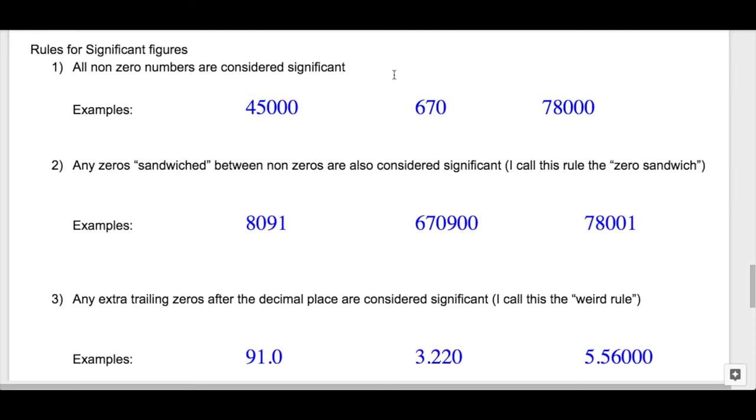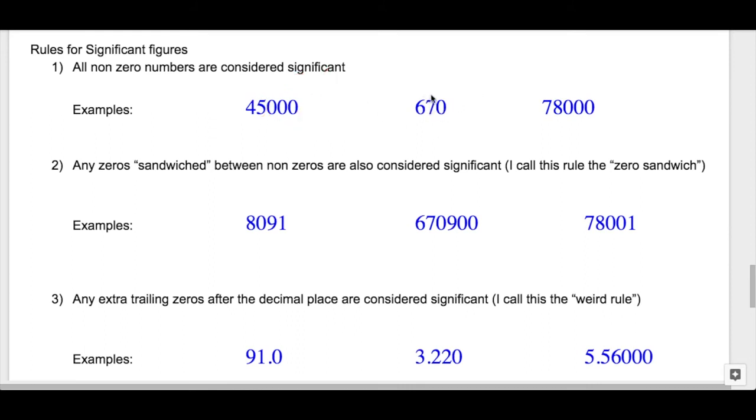So any number that's generated in a measurement is considered significant. But here are the basic rules. Rule number 1: all non-zero numbers are considered to be significant. So in our first example, our 4 and our 5 are non-zero. Now these 3 zeros are here, we call these placeholders, and they are not significant. So in this case, we only have 2 significant figures.